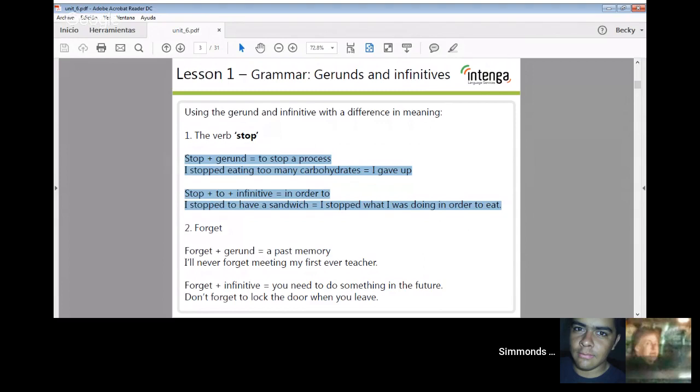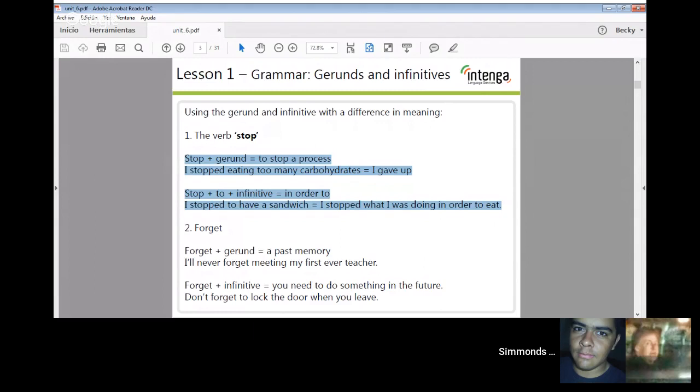The verb stop. Stop plus gerund is to stop a process. I stopped eating too many carbohydrates. I gave up. Stop plus to plus infinitive equals in order to. I stopped to have a sandwich. I stopped what I was doing in order to eat.